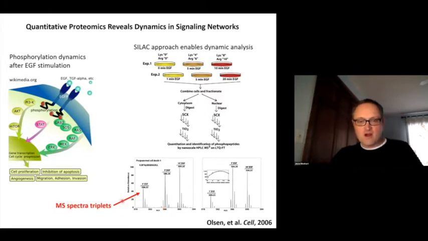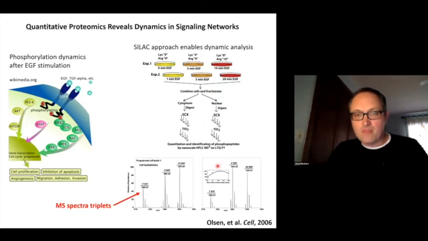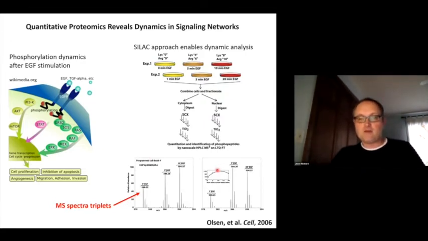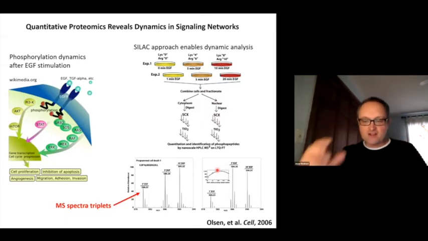Here are mass spec triplets, or peptide ion triplets. These represent the exact same phosphorylated peptide, but in 3 different conditions. In this condition, there was no EGF stimulation, then 5 minutes, 10 minutes, and I hope you can appreciate that there's a quantitative increase in phosphorylation. Now imagine this on a whole proteome scale, where they measured tens of thousands of these phosphopeptides and assembled the entire architecture of signaling.